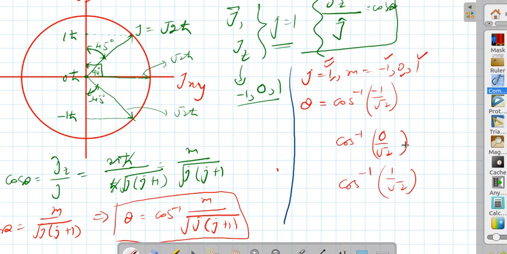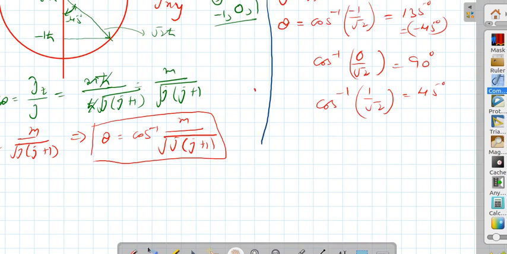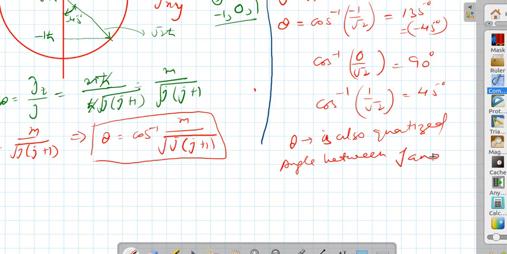Corresponding to it, it comes out to be 135 degrees, or minus 45 degrees, then 90 degrees, and 45 degrees. So we are getting discrete values of theta, which means theta is also quantized. That means the angle between j and jz is also quantized. This is a very important thing.